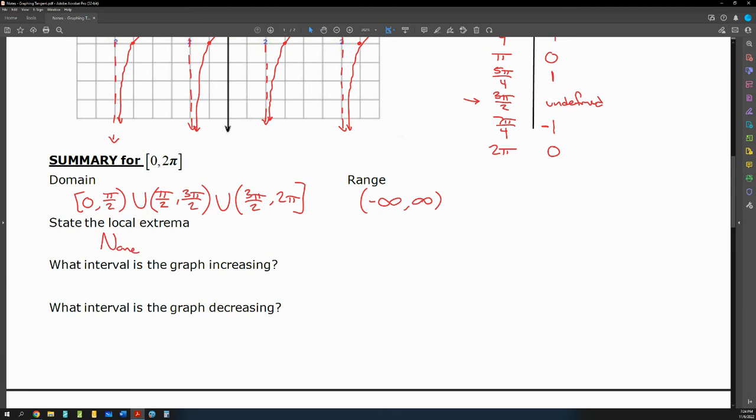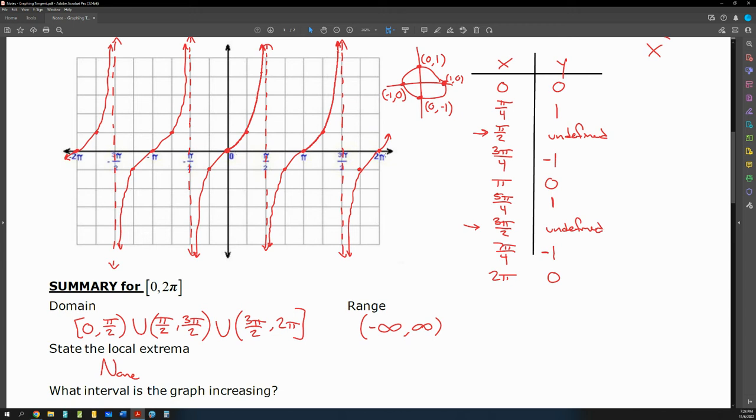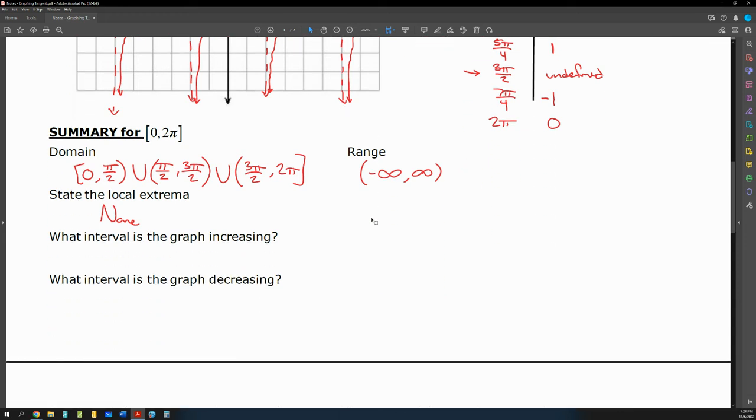What interval is the graph increasing? Remember, we're looking from 0 to 2 pi. So this function is increasing from 0 to pi halves, from just after pi halves to 3 pi halves, not including, and then just after 3 pi halves to 2 pi. This is just like the domain. We're increasing from 0 to pi halves, we don't want to include pi halves. We have from pi halves to 3 pi halves, and we don't want to include that. And then we have from 3 pi halves, not included, to 2 pi. Okay?